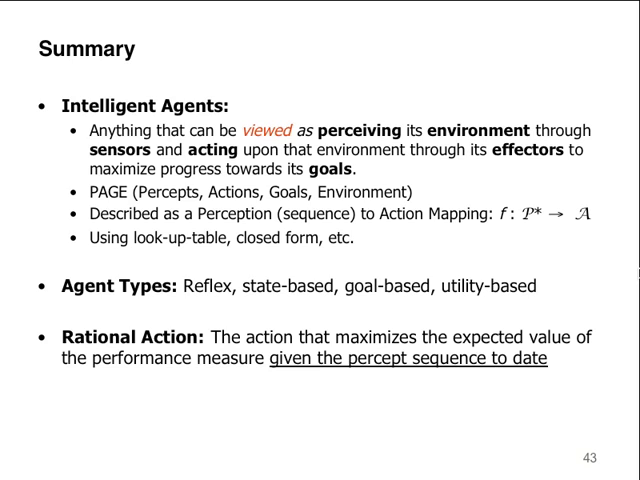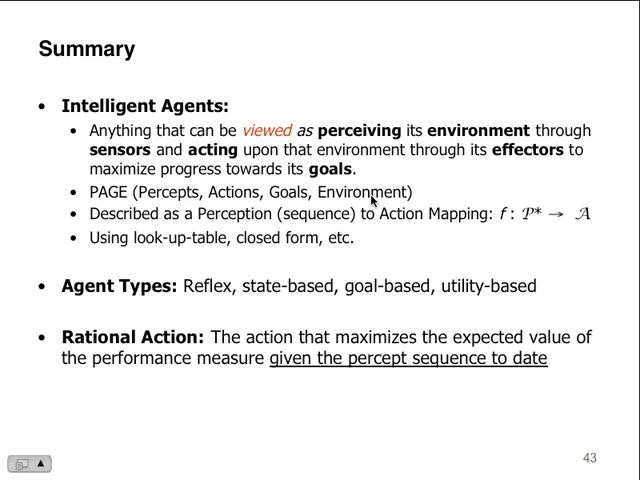Okay, so in summary for our morning session, we looked at the concept of intelligent agents in this second lecture. So anything that can be viewed as perceiving its environment through its sensors and acting upon the environment through its effectors, and maximizing progress towards a goal is the definition of an intelligent agent. Agents come in different types, as we've seen so far, and these are all intelligent agents. There's reflective, reactive, we have information agents, we have all sorts of utility, goal-based agents, all sorts of different types of these agents. We can define the agent behavior in terms of a page with percepts, actions, goals, and environments.